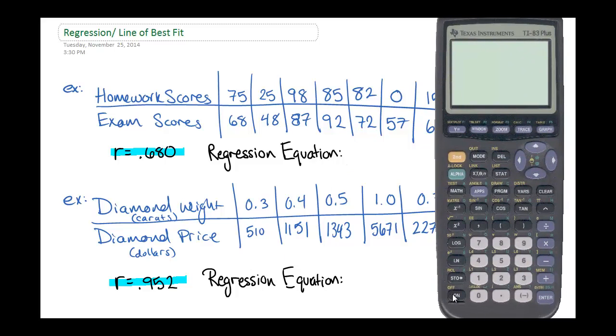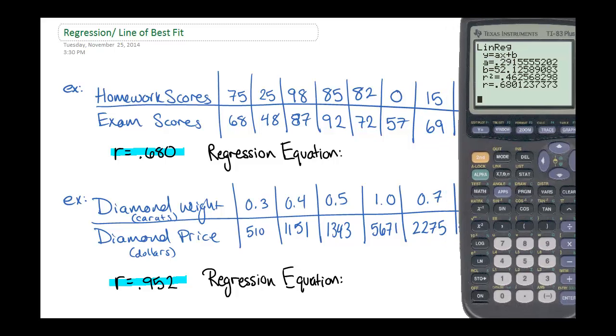So if we go to the calculator and run that regression, I've already entered the data for this first one into the calculator, so I'll do my linear regression. And here's the R value we saw before, but we also are getting an A and a B value that come together to form an equation. And this equation is called the regression equation. So in this case, I'll round these numbers a little bit to make it easier to write down, but we have the equation y equals 0.29x plus 52.1. And this equation is the line of best fit for the data.